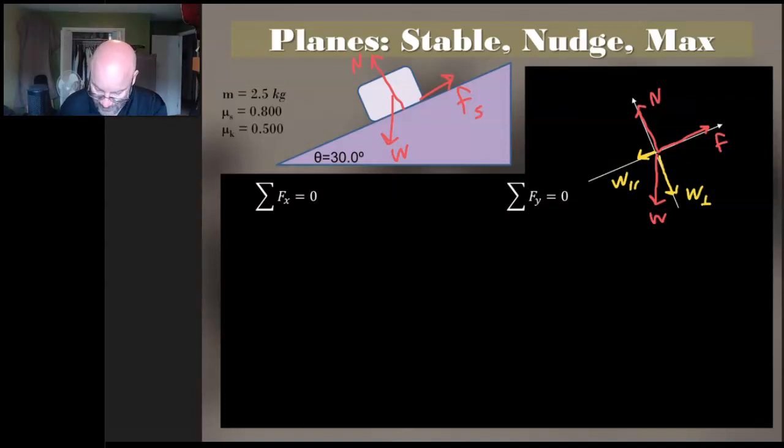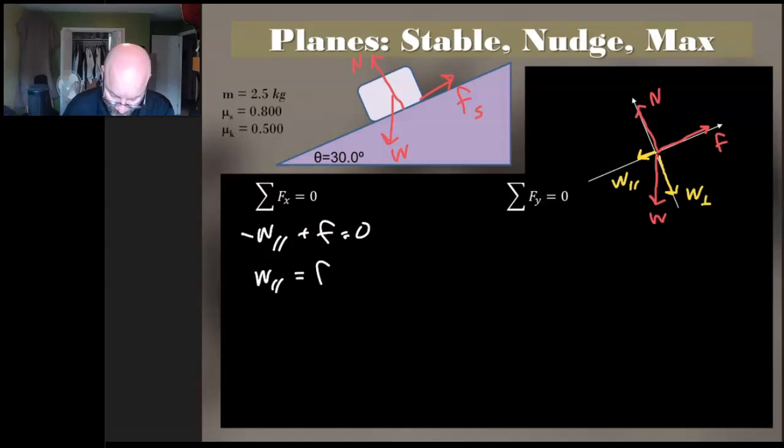In terms of Fx, I've got the parallel component of my weight is negative, and my friction is positive. So what that tells me right away is that my parallel weight is going to have to match my friction. In order for this thing to be in equilibrium, those two things have to match. Let's scoot over and look at our vertical information.